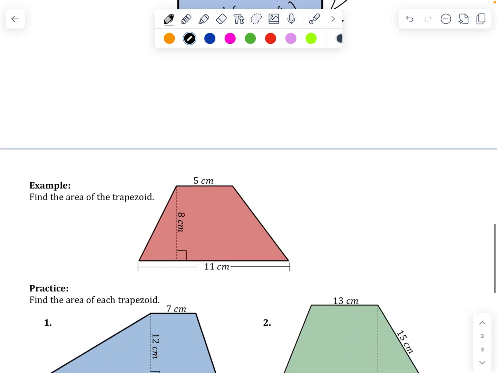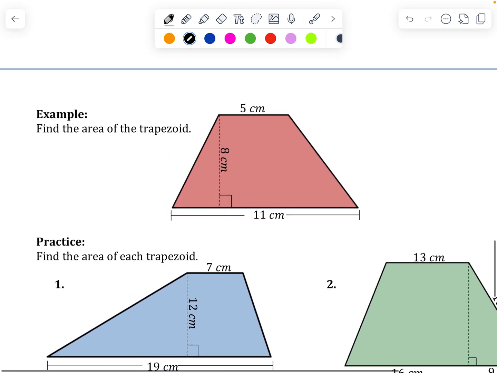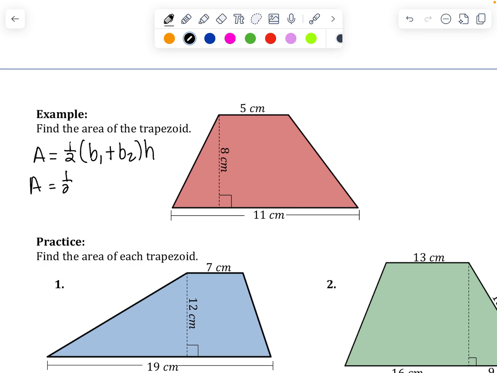Okay, let's go ahead and try this. I only have a few examples here because it's pretty easy. So find the area of the trapezoid. Area equals 1/2 times base 1 plus base 2 times the height. I'm going to put area equals 1/2 times, I need the bases added up, times the height. The bases are my parallel pieces, so that's this piece and this piece. That's 5 and 11.